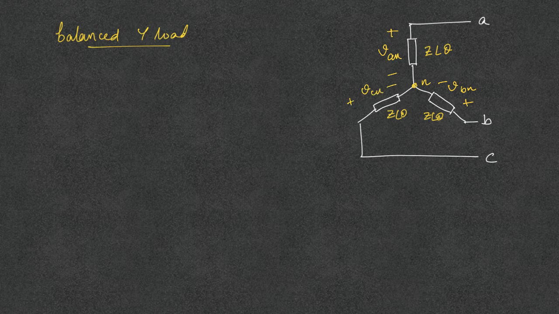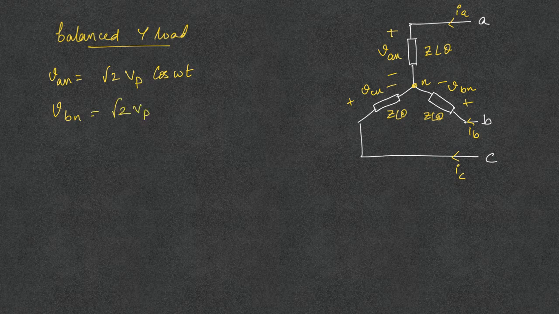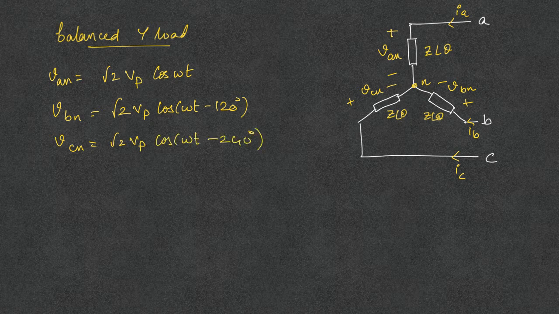In a star connected configuration, the phase current will be equal to the line current. So here this will be IA, IB and IC. So this is the phase as well as the line current. Now VAN we can write as root 2 times the RMS value. So VP represents the RMS phase value into cos omega t. If it is an ABC sequence, then you can write VBN is equal to root 2 VP cos omega t minus 120 degrees, and VCN is equal to root 2 VP cos omega t minus 240 degrees.